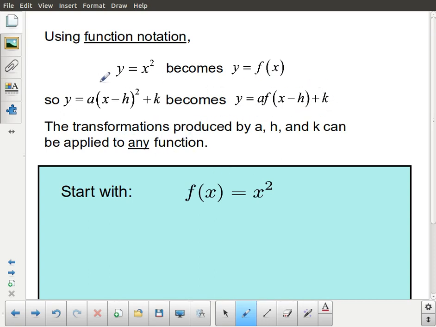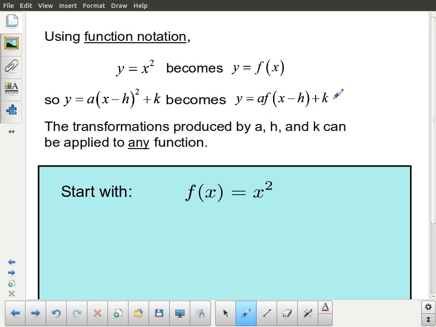If we can make this connection between the transformations on a parabola and the transformations using function notation, well, that means that we can represent these same types of transformations on any type of function. So let's start off with the parent function of a parabola, which is x squared. So f of x equals x squared.